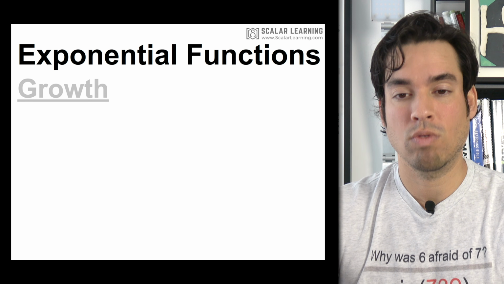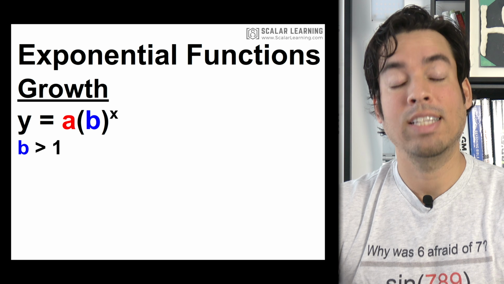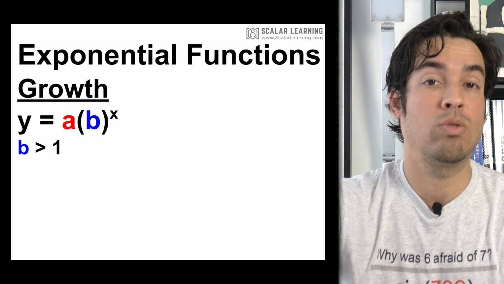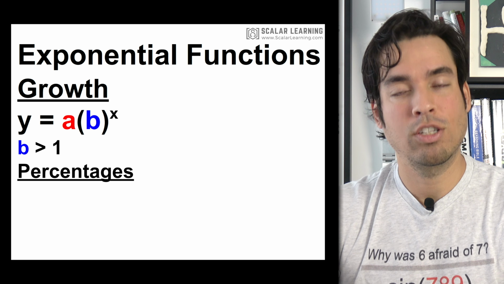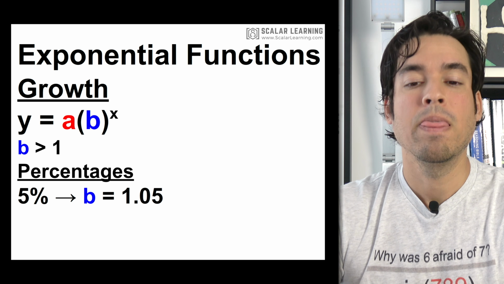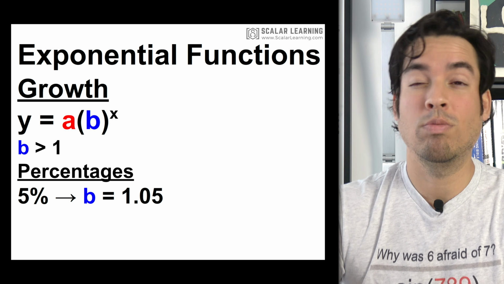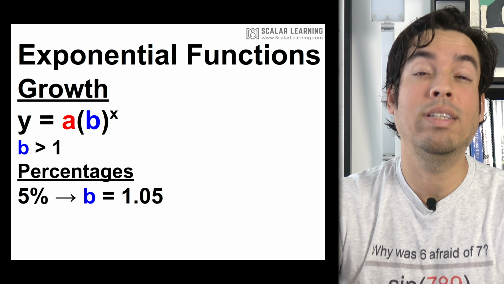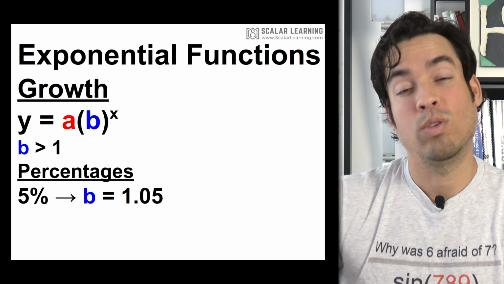So first let's talk about growth. In the case of growth, we again have this standard form, and in this case b has to be greater than 1. It can be 1.1, it can be 1.001. That's still exponential growth. When we talk about percentages, this is what it looks like. Let's say somebody says, hey, it's growing by 5% every year. That means that the b is going to be 1.05. So what we do is we take that percentage, convert it to a decimal, or its decimal equivalent, and add it to 1. Okay, gotta add it to 1.